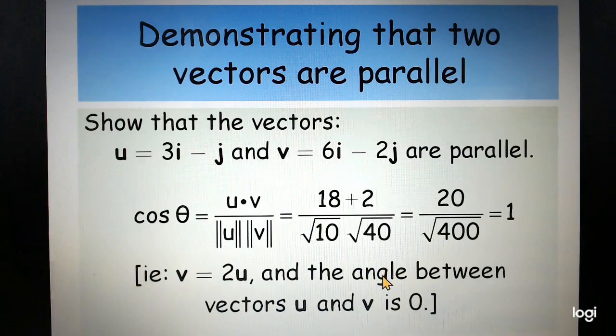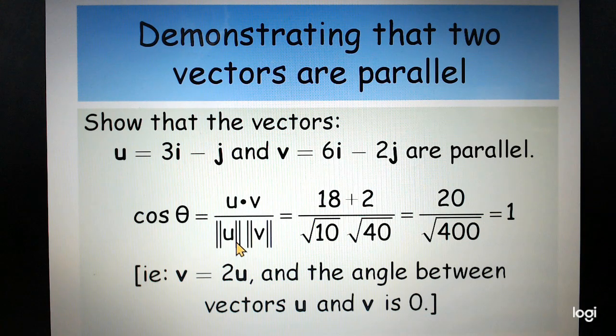So let's look at an example. Demonstrating two vectors are parallel. Show the vectors u and v are parallel. Well, again, you go through the routine. U dot v, 3 times 6 is 18. Negative 1 times negative 2 is 2. 18 and 2 is 20. So the value of u dot v is the scalar value of 20.